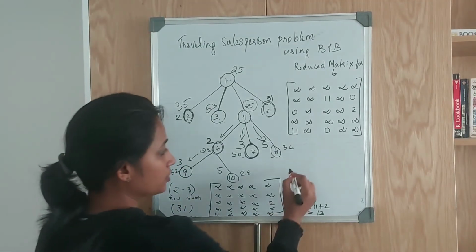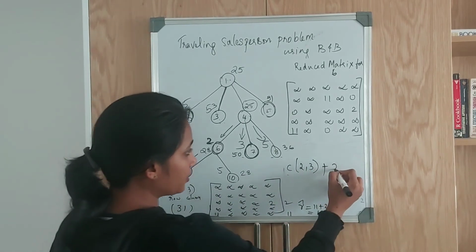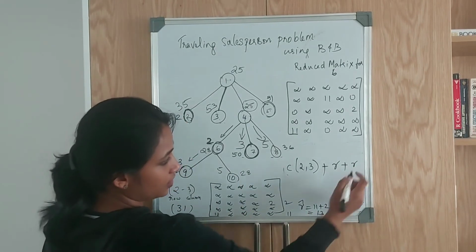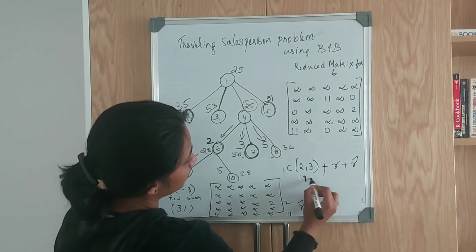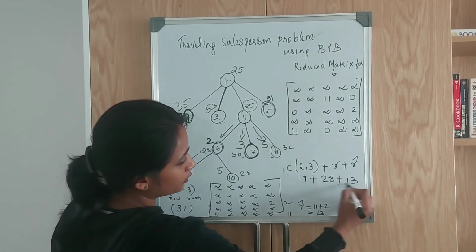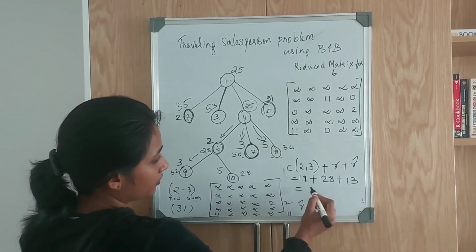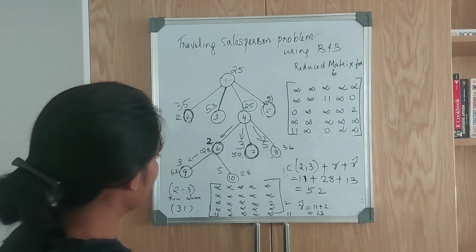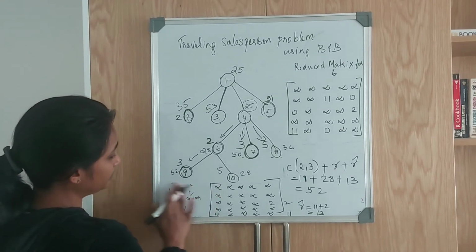So now let us see the cost of 9, which is the cost from 2 to 3, plus the reduced cost of 6, plus the cost of what you just reduced. So the 2 to 3 cost is 11, plus the previous node, that is the 6th node's cost, 28, plus the reduced cost 13. When you add, you get 52. So the cost of this is 52. Now let us move to the next one.